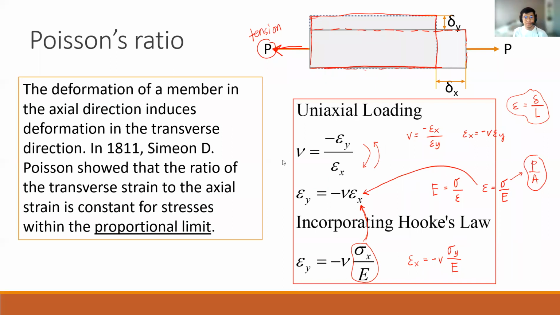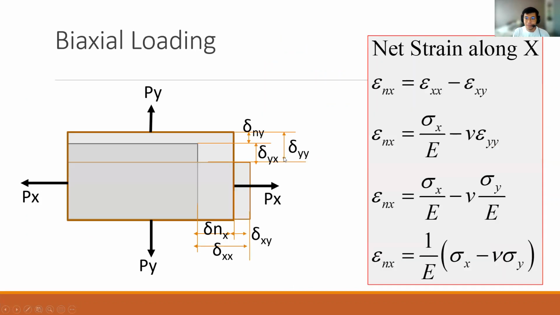Okay, so to continue, we now have the biaxial loading. In biaxial loading, as you notice here on the screen, the material is now experiencing two types of load. One is coming from the x-axis, the other one is coming from the y-axis. So that's why it's called biaxial loading.